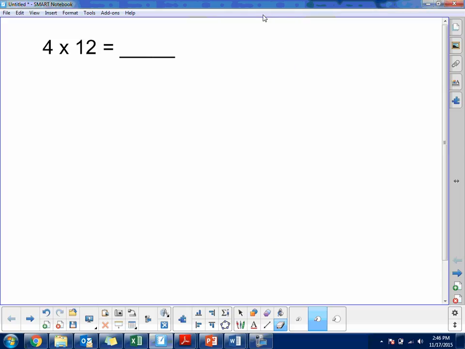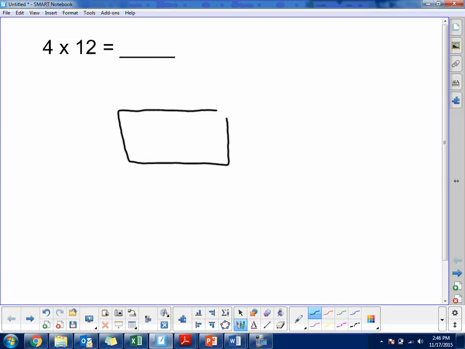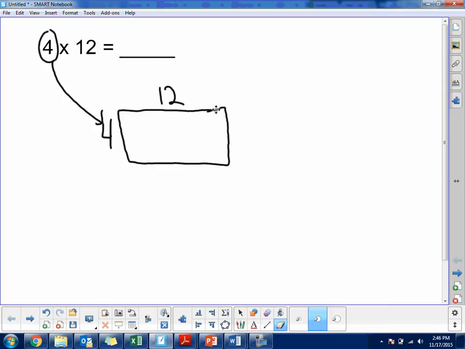What I'm going to do is I'm going to go ahead and draw a rectangle. And on my rectangle, I'm going to go ahead and label two different sides. The first side that I'm going to label is that. Notice 4, just like my problem, 4. But now I have this 12. Oh, that's easy, Mr. A. I'm going to go ahead and label that 12. Well, not quite yet.